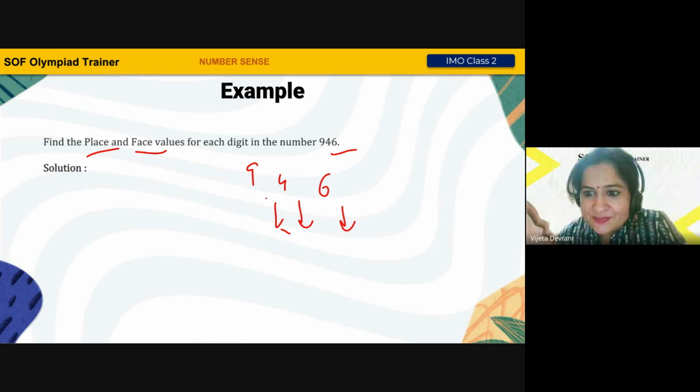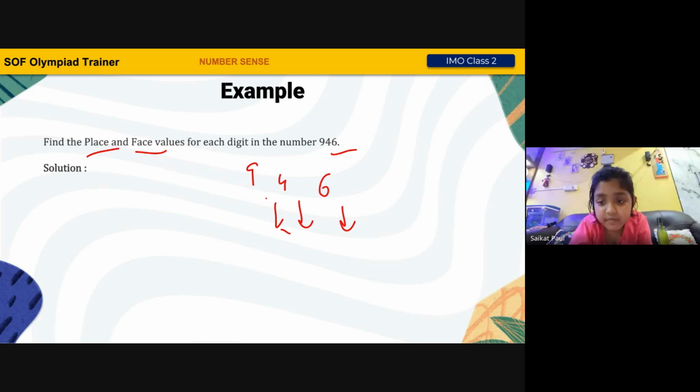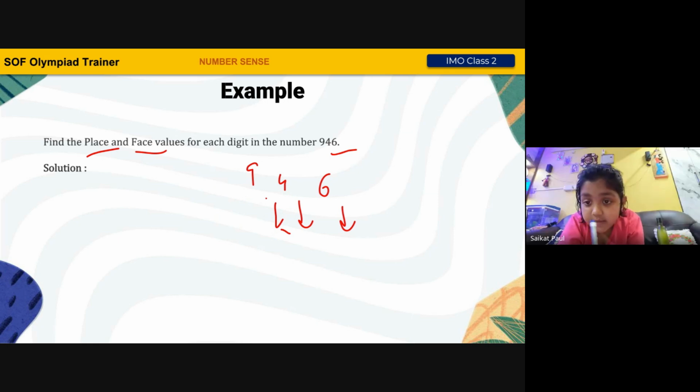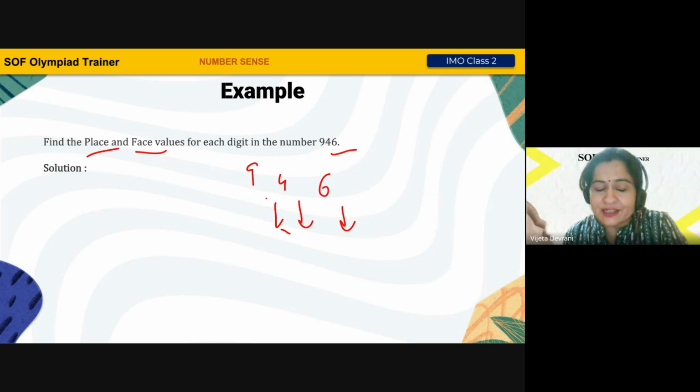Okay. Adrika has done it. Adrika, you can speak out. Tell me, what is the face value of 9? 9. 4? 4. 6? 6. Okay, good. Now Shreya is still doing. Let her do. Then I'll ask her the place values. Okay, you wait, Adrika.